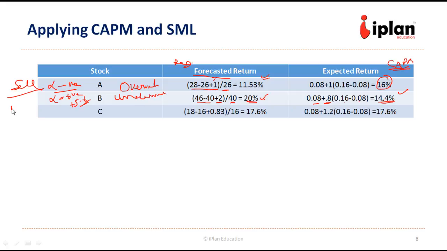Let us see stock C now. 18 minus 6 plus 0.83, which was the dividend. So 17.6% is the forecasted return, and based on CAPM we should expect 17.6%. So we have the required rate of return and the expected rate of return equal to each other. So we don't have any alpha here, alpha is 0. So it is properly valued. So this is the result.